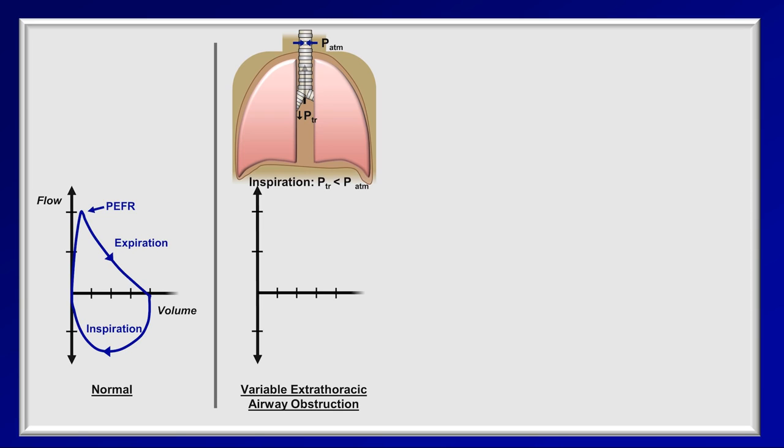However, during inspiration, the intratracheal pressure is below atmospheric pressure, so the extrathoracic airway has a tendency to collapse. This effect exists even in the absence of an obstruction, but the additional narrowing only becomes flow limiting in the presence of pre-existing obstruction. As you can see in the flow volume loop, the expiratory limb is normal, while the inspiratory limb is blunted.